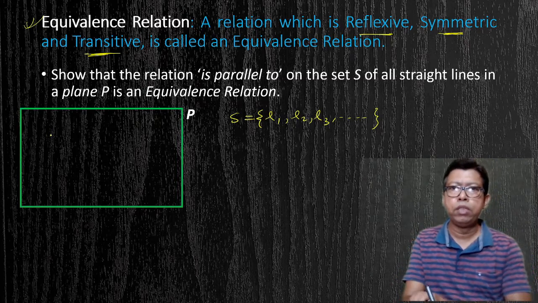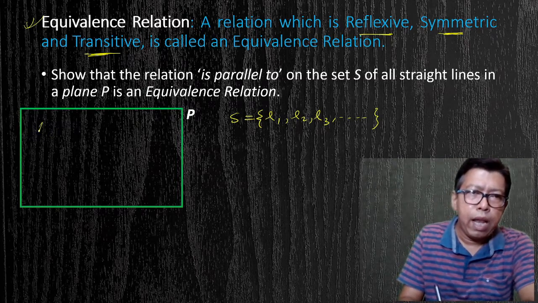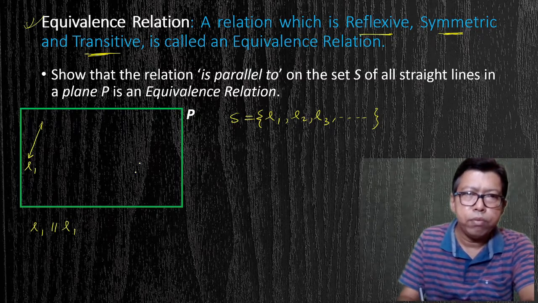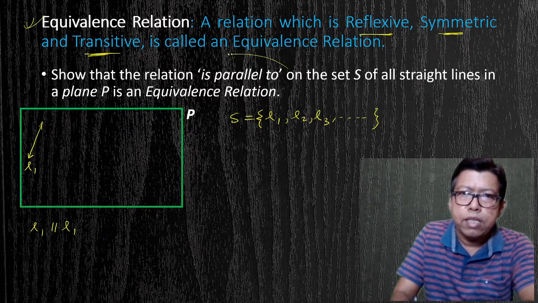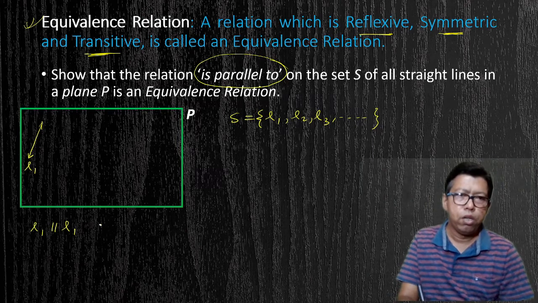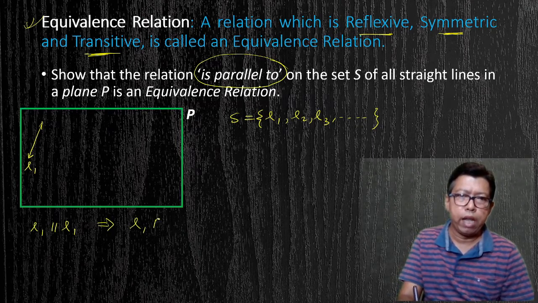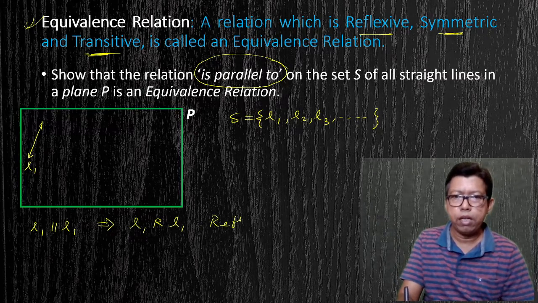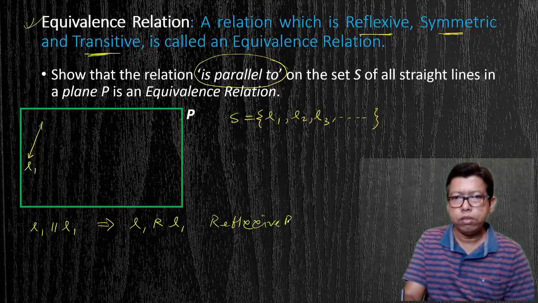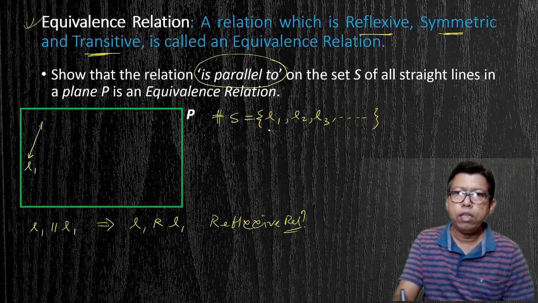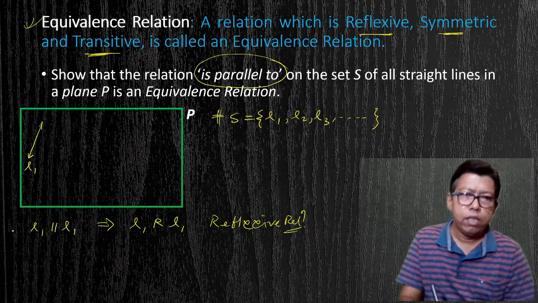Now check for the reflexive property. We consider a line, say this is the line L1. Obviously you can say that L1 is parallel to L1 itself. What is the relation given? The relation given is "is parallel to". So any line is parallel to itself. So L1 is related with L1. That means this is a reflexive relation. Obviously L1 is an element of the set S. So the first property is proved.